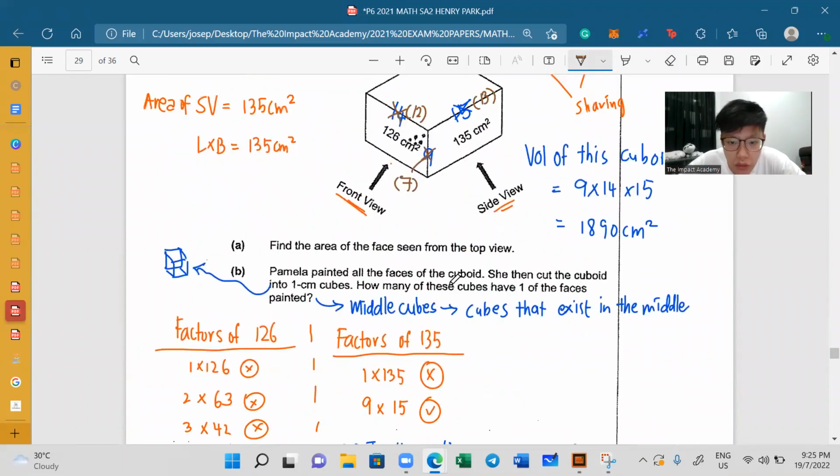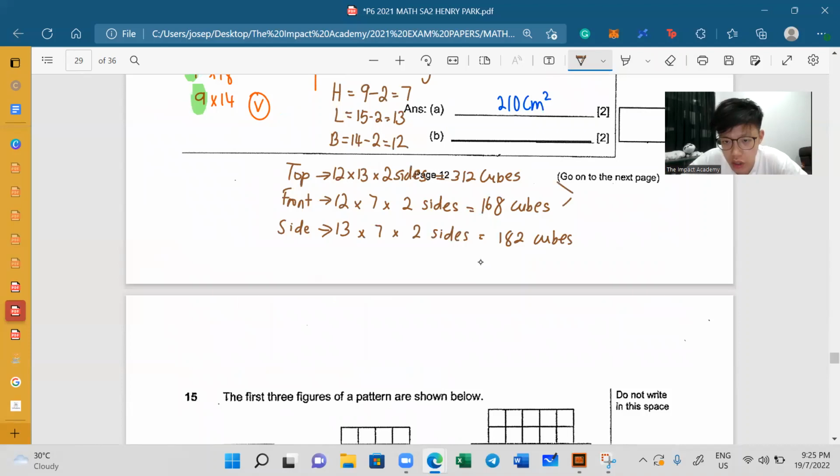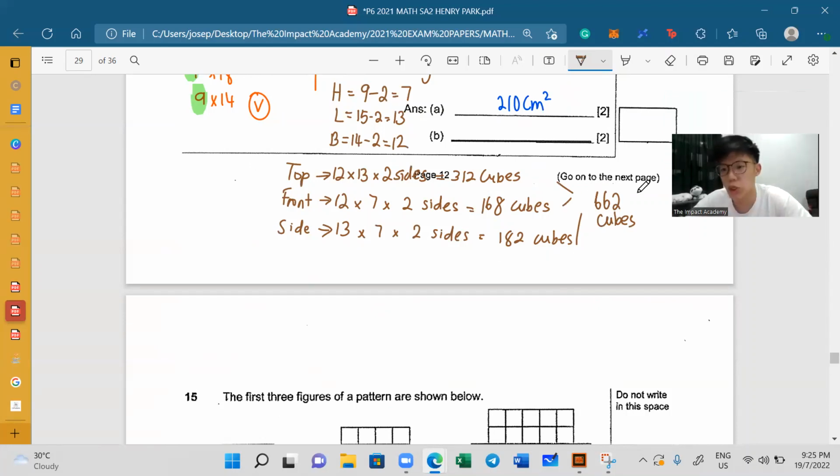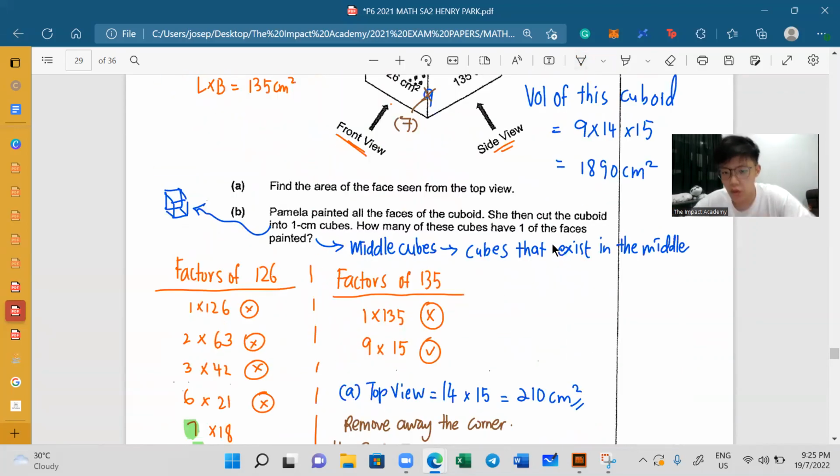Now, in order for us to find the total number, you just have to add all 3 up together. 312 plus 168 plus 182, you will get your answer of 662 cubes. And remember, let me just repeat this again: these 662 cubes are the cubes that have one of the faces painted.